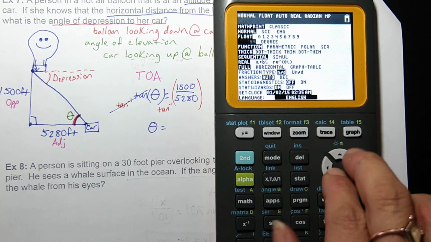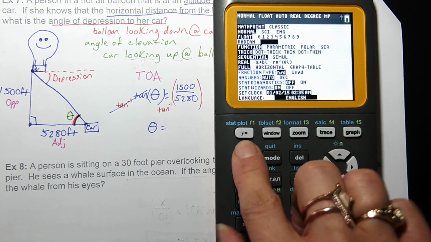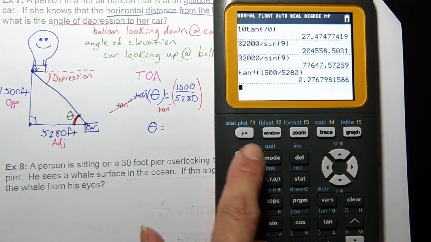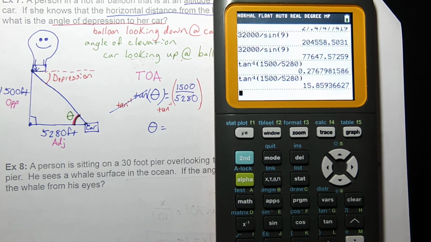Did I change my mode back? I did not. So that angle kind of showed up on my radar of that's a pretty small angle. So I'm going to go ahead and do it again in degrees. And we get, ooh, this is a good one. See if you can round this one to the hundredths place.